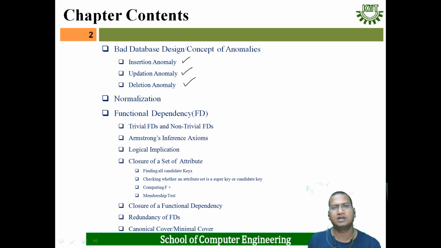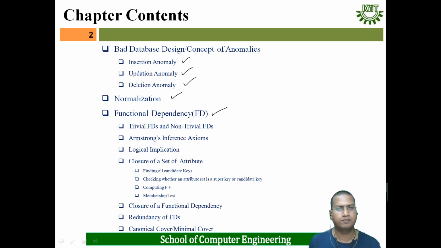All those anomalies are present in a database or in a table. We will see all those things. Then we will see normalization. The next chapter is normalization. Complete details about normalization we will study in the next chapter, but only the definition of normalization we will see in this chapter. Then functional dependency. This is the main aspect of normalization. We will see details about functional dependency in this chapter.